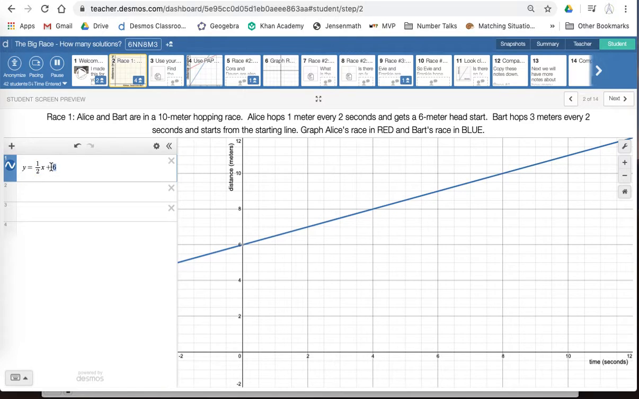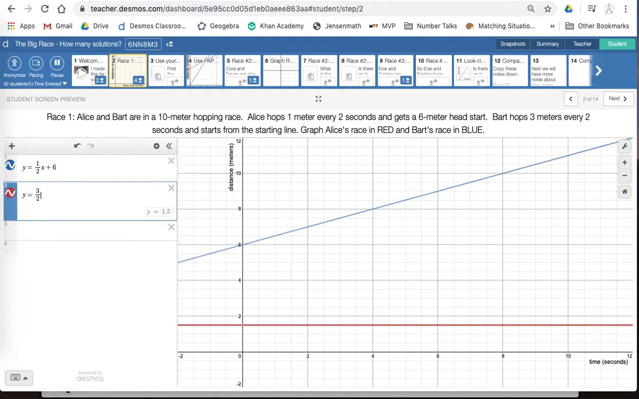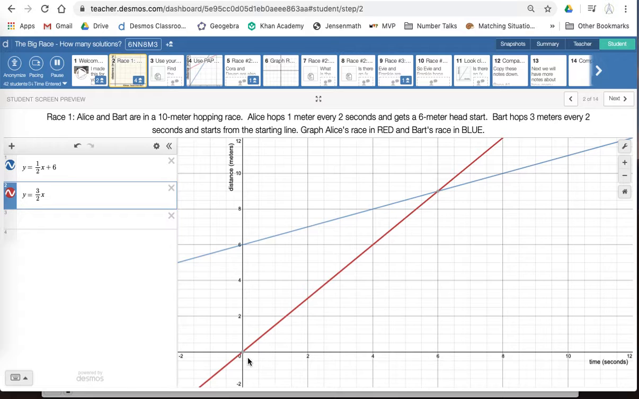Alice also has a starting value or head start of 6 meters, so the y-intercept of her line is 6. So Alice's y equals 1/2 x plus 6. Bart, his y equals 3 over 2 times x. There is no head start, so his y-intercept is 0, so we don't have to add anything here.